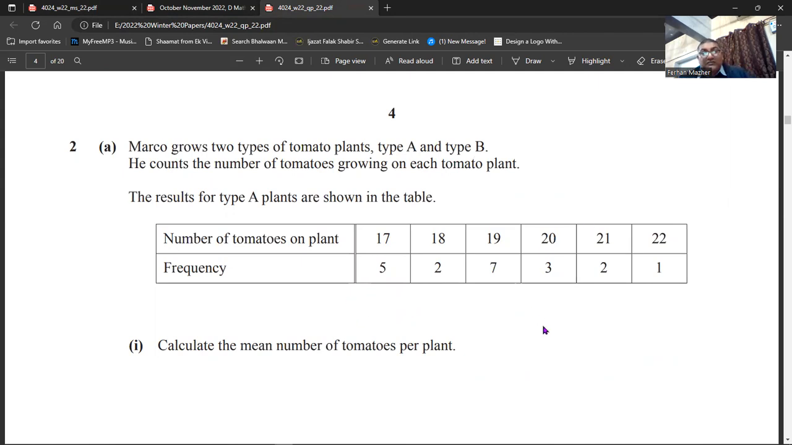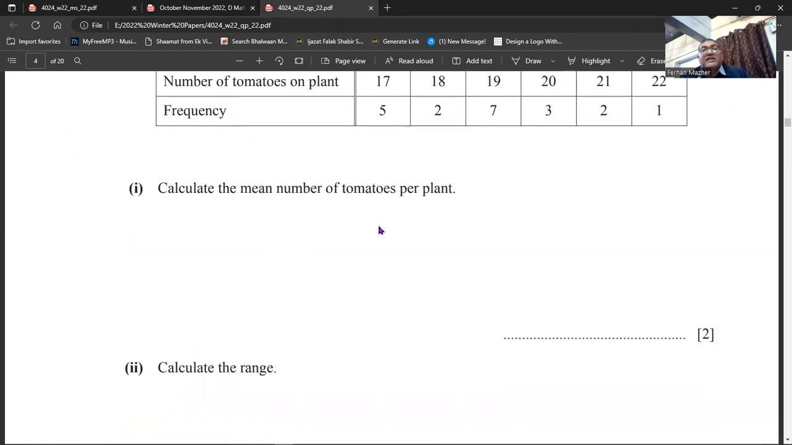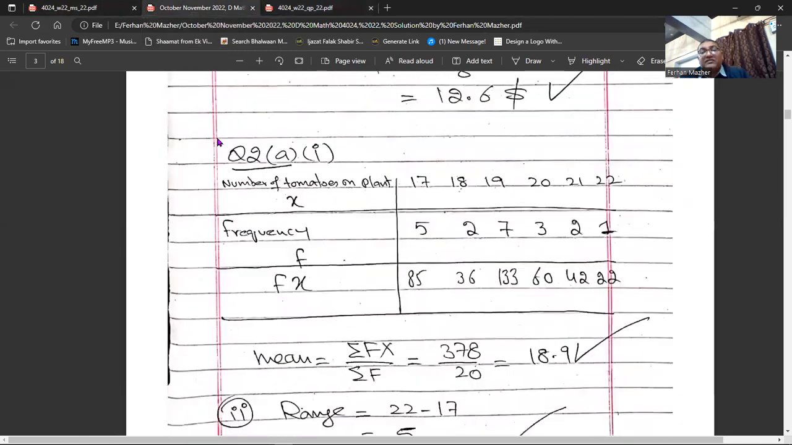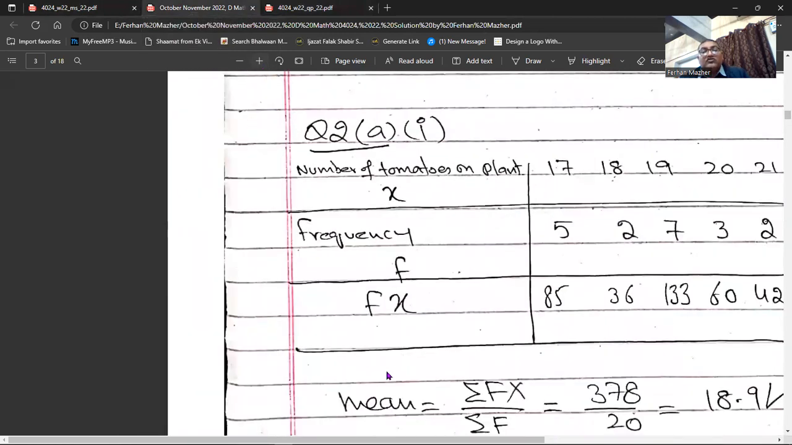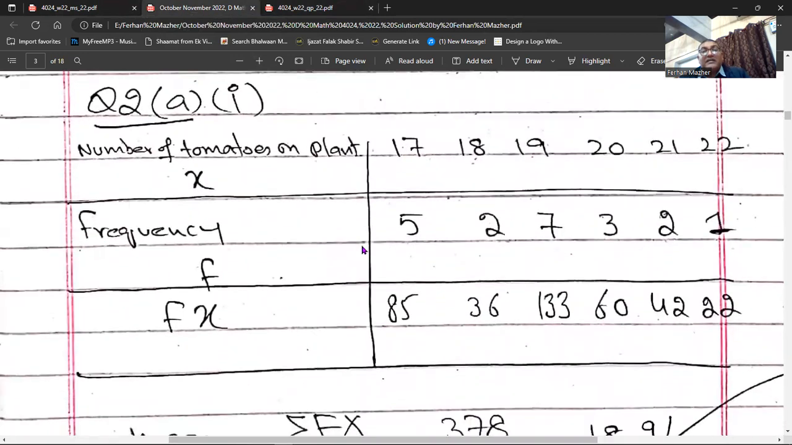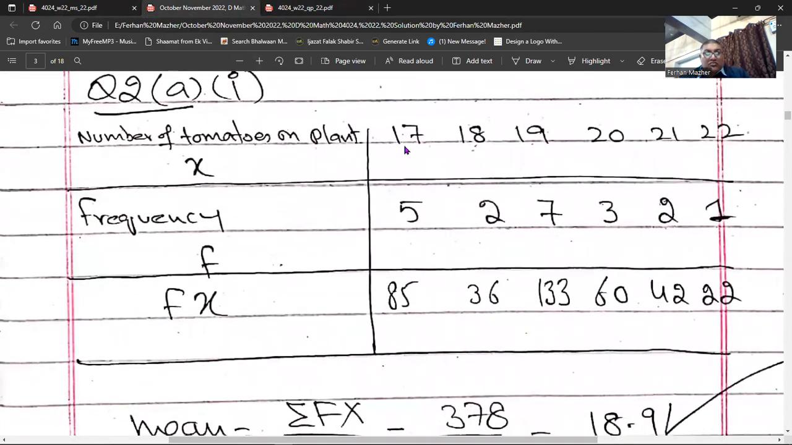So this is the type A plant. Calculate the mean number of tomatoes per plant. So this is your X, this is your F. You multiply these two, you get Fx. The mean is summation Fx divided by summation F. So here we go. I have made that table. So this is X, this is F. Fx will be, you multiply these two.